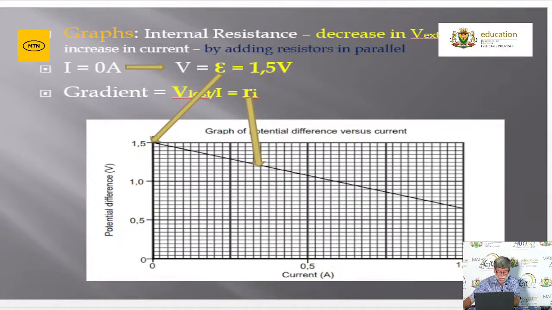But the first thing that you can determine from this graph is the EMF. At current 0, that is indicating the EMF. The voltmeter reading at current 0 is the EMF. So immediately you can derive from this graph that the EMF is 1,5 volts. Secondly, the gradient is the loss in volts, the decrease in the potential difference divided by I. So immediately V lost divided by I, so the gradient indicates the internal resistance of the battery.